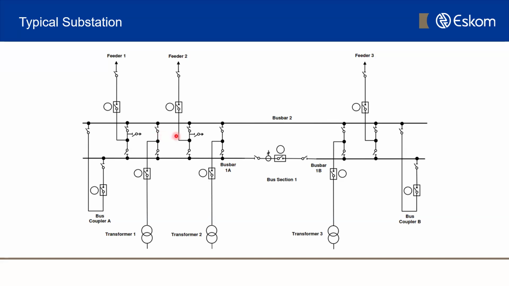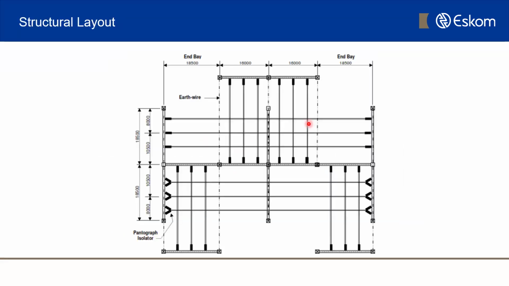You'll see there's bus bar 1, A and B. That's just split. It's for electrical zoning. And then you'll have bus bar 2 on the top. Okay. If we move on to the next slide, you'll notice that we have the physical look of the station.